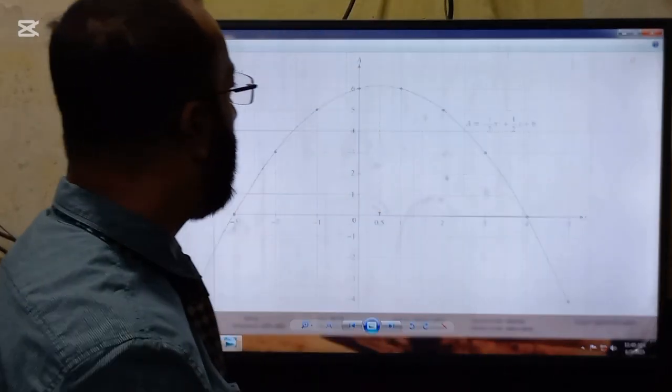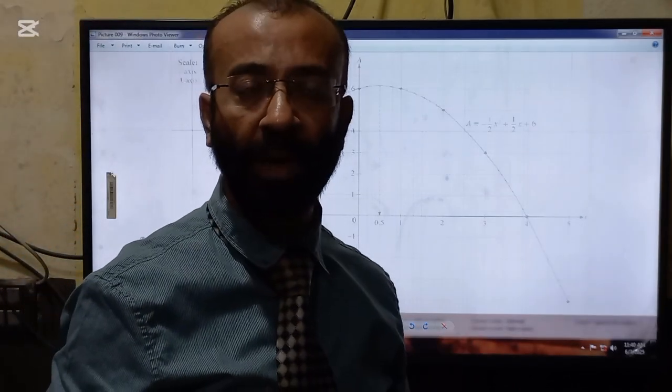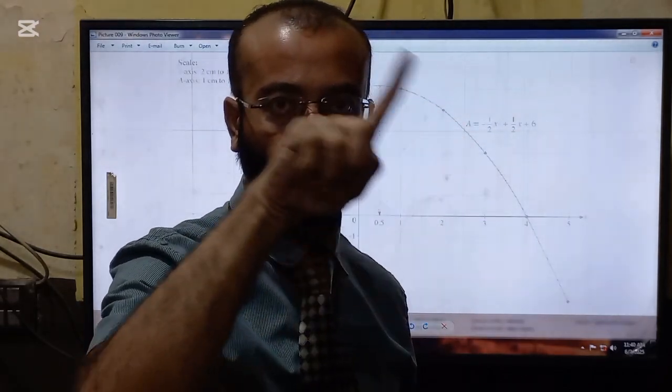So these are the steps. So you have to practice these questions, students, again and again. These are very important questions. In this kind of question, the most difficult thing is to draw the curve with freehand.